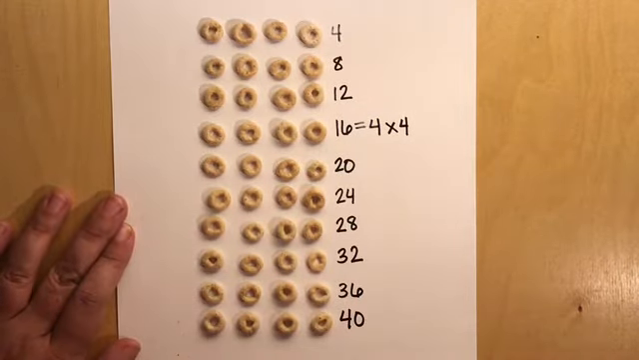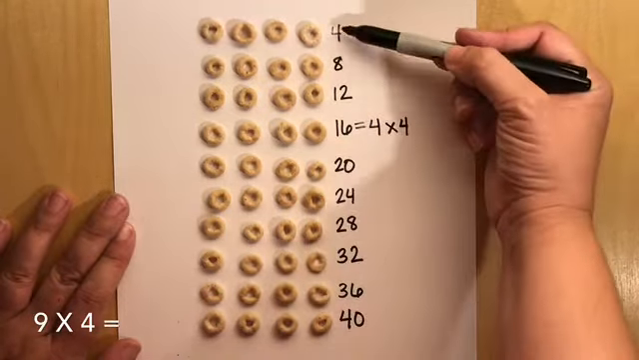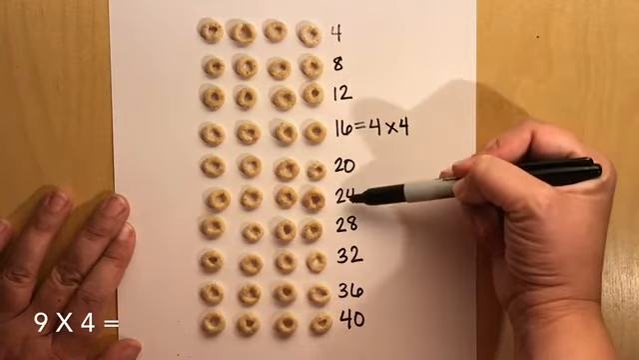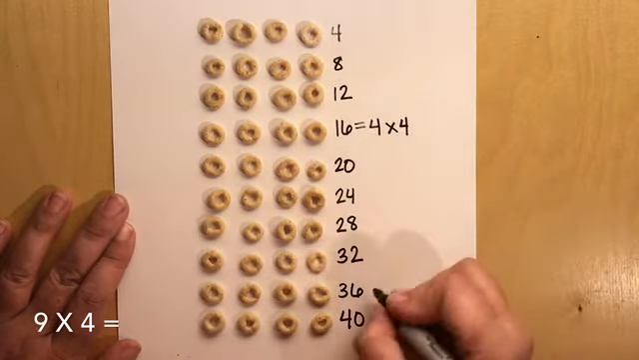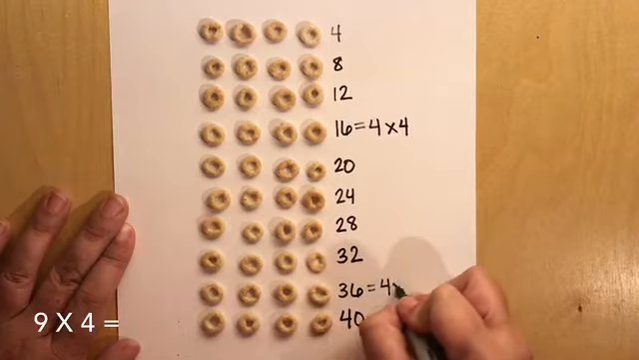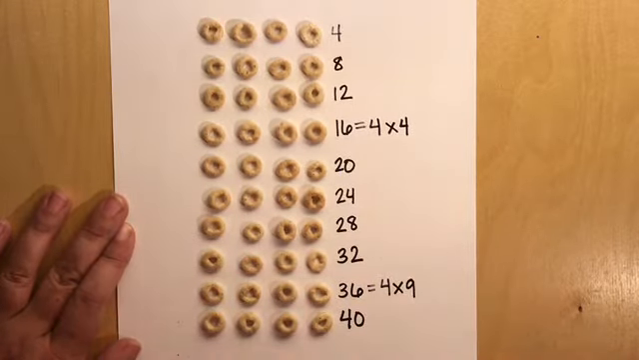Our next one is 9 times 4. Go ahead and point on the screen to where that would be on the array. Okay, so you should have thought that 9 times 4 would be skip counting 9 times. So it would be 1, 2, 3, 4, 5, 6, 7, 8, 9. And go ahead and write that on your notes.